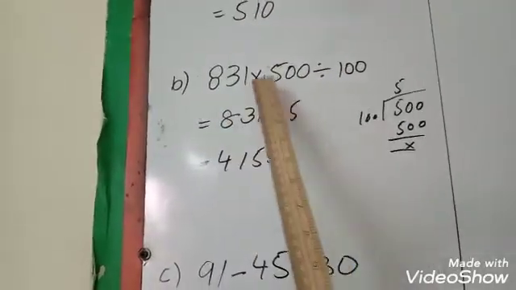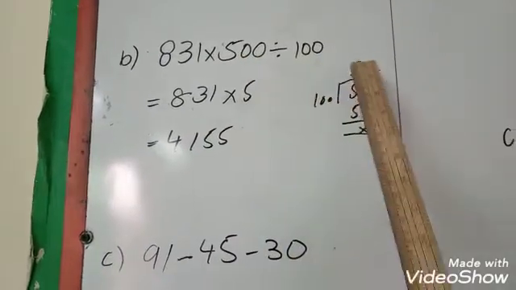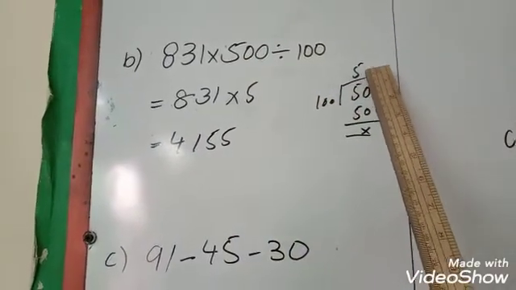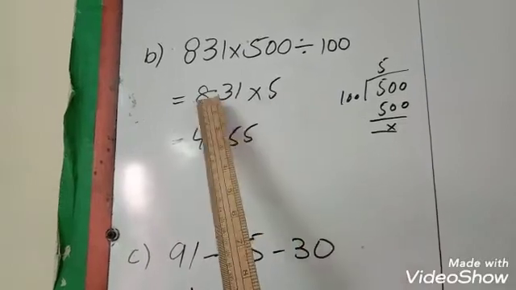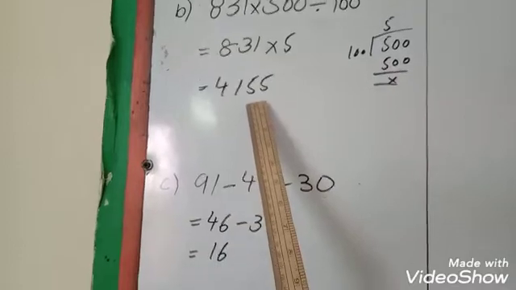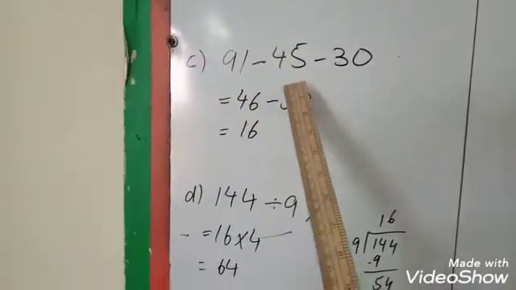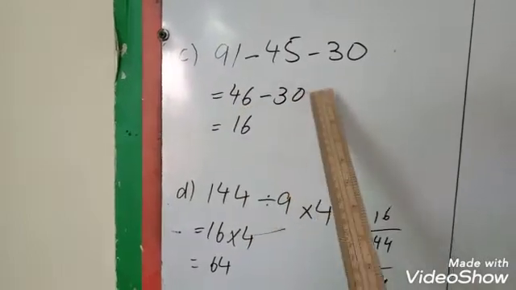Now here are two operations, multiplication and division. So we divide these two values, then we get 5 as answer. So we put here 5. Now we multiply these two values, then we get 4155 as your answer. Here 91 minus 45 is equal to 46 minus 30 as it is.